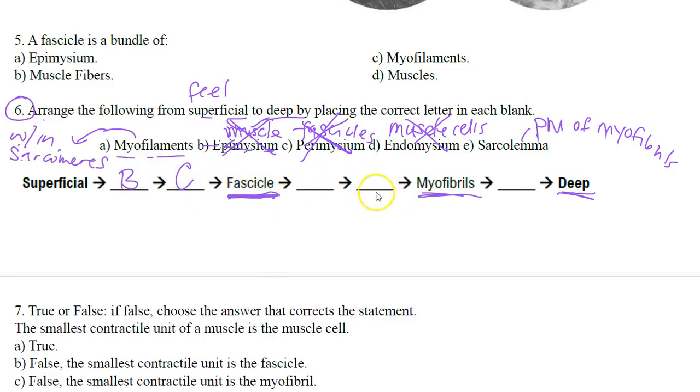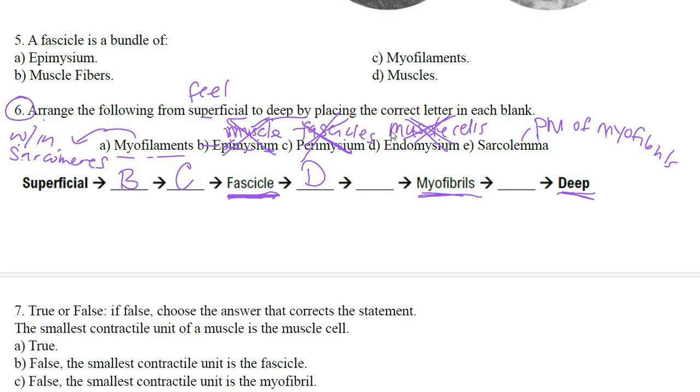Now let's continue on. What's next? The fascicles are made of bundles of what? Muscle cells or muscle fibers, right? And they're surrounded by what? Endomysium. That allows us to get rid of the muscle cells as well. And then what else do we have left? We have sarcolemma and we have myofilaments.